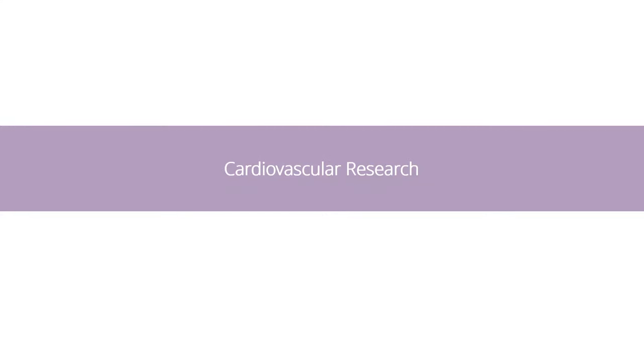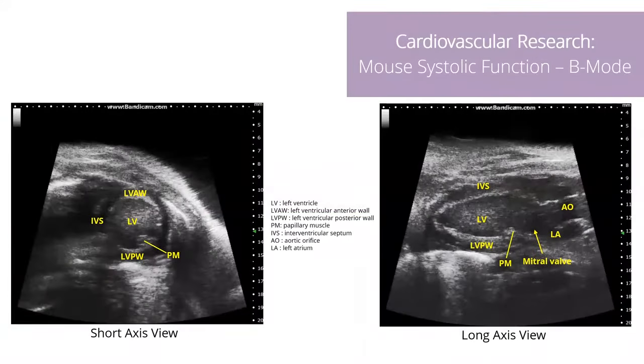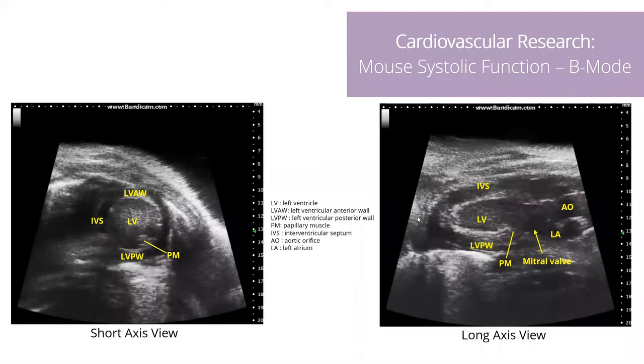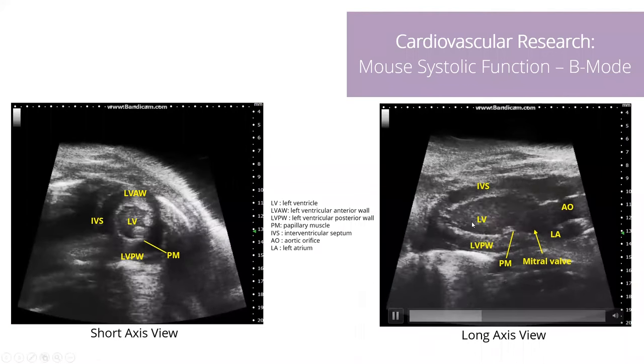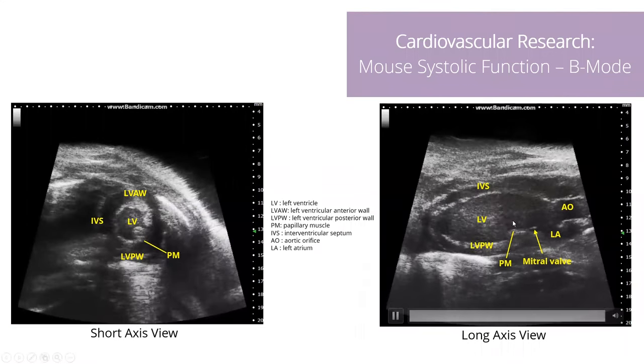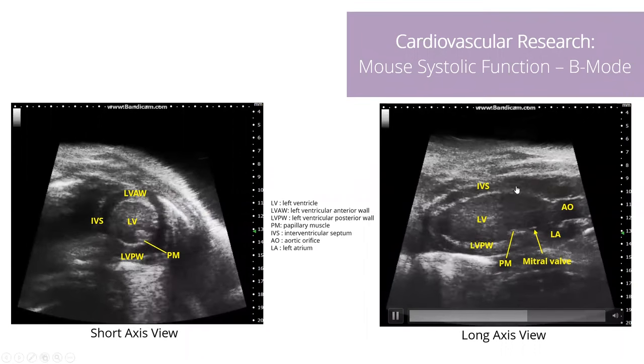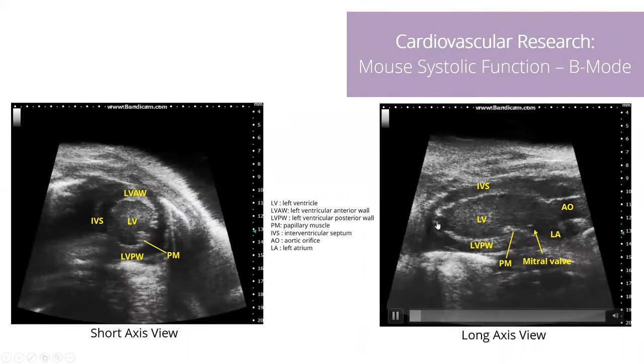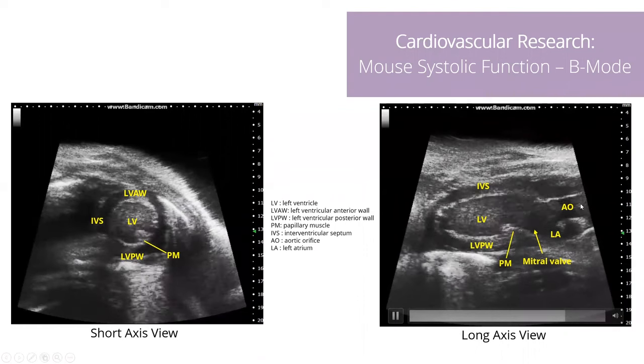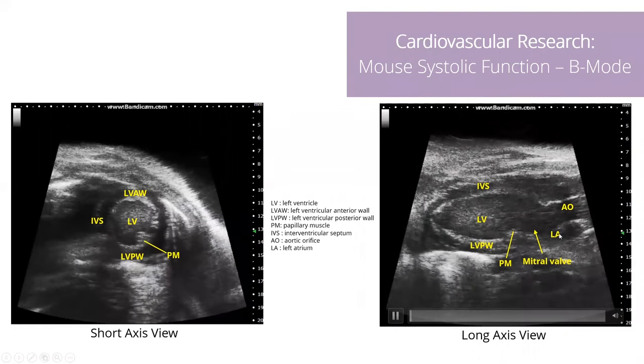Moving now to cardiovascular research. As I talked about before, this is a B-mode image, and we can see the heart, specifically the left ventricle, beating in time. And so again, this is the parasternal long axis view, in which we can see the apex of the heart and the outflow through the aorta. We can actually see the mitral valve and the left atrium here as well.